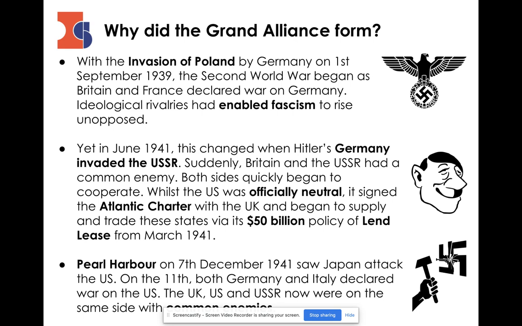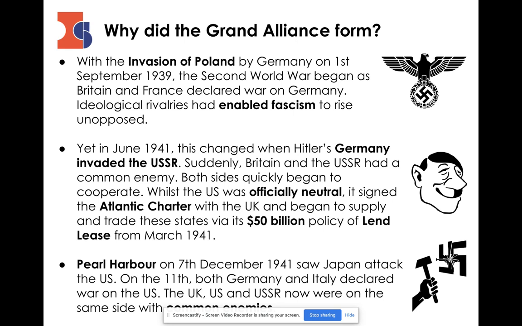Yet in 1941, this changed. Hitler's Germany invaded the USSR, and very quickly, Britain and Russia found themselves with a common enemy. They were now on the same side in a war, and both sides began to cooperate.